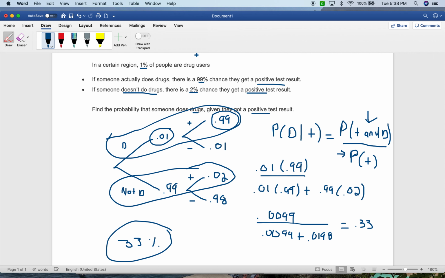So just remember, draw out your tree. What's on the top will be your and. So this one was drugs and positive. Sometimes if it was drugs and negative, you would use these ones. If it was not drugs and positive, you would use this one. And then the bottom was positive, so we took all of our positive people. If it was negative, you would take all of the negative people. So you would take drugs and negative and not drugs and negative. And that is how you do conditional probability.